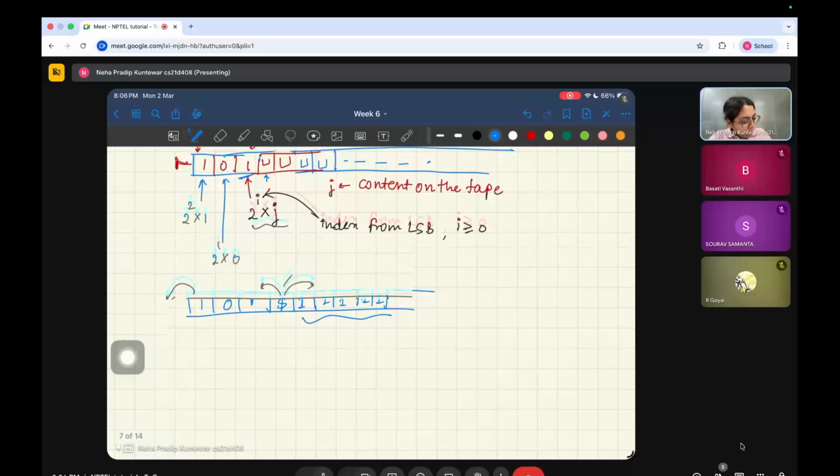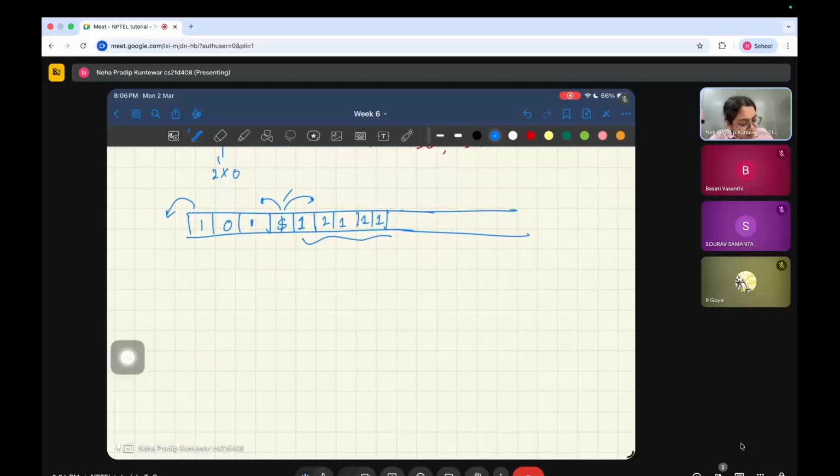Let's say that whatever this computation I'm doing in this middle space, there is another separator dollar which tells me that I'm going to maintain a counter here. And how do you maintain a counter? At every step, you are going to double the content basically.